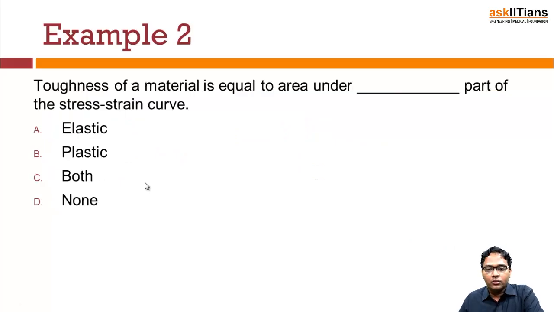Okay, toughness of a material is equal to the area under. Obviously toughness is going to be defined in terms of the area under the curve up to the plastic limit, right? Because the material is still tough; after the plastic limit it starts breaking down. So obviously then it's no use. So toughness of a material is defined under both the elastic and the plastic limit. So the option should be option B. C, sorry. Hopefully you understood this part.